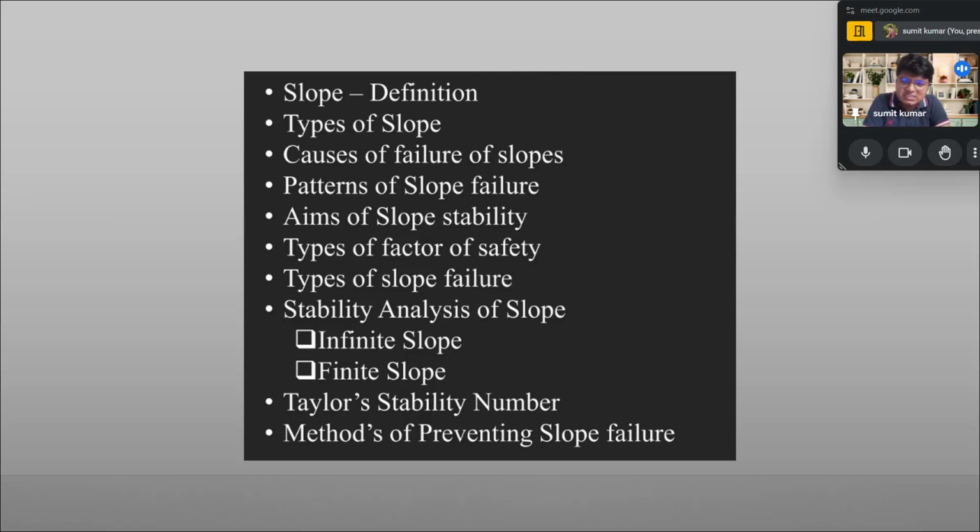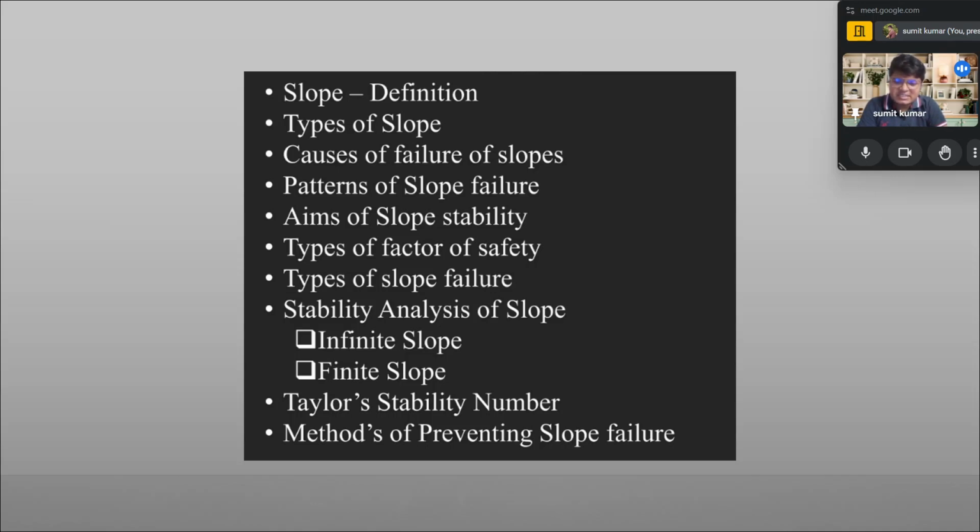First of all we see the definition, then the types of slope. Afterwards the cause of failure of slope, then the pattern like the base, face, and toe failure. Then the aim behind establishing the slope and the different types of factor of safety that are associated, and how we are able to find them. We will see. Then going ahead, we see the types of slope failure.